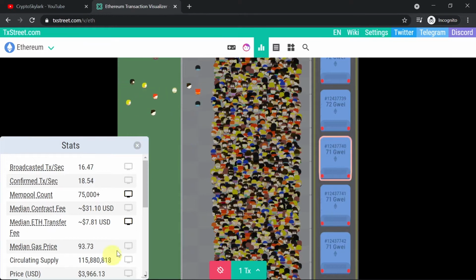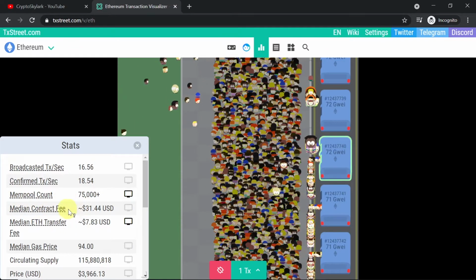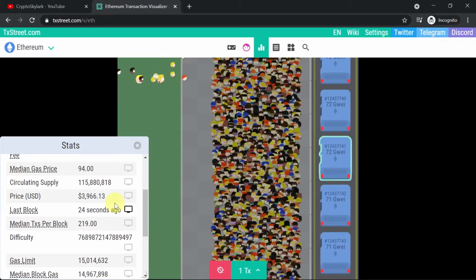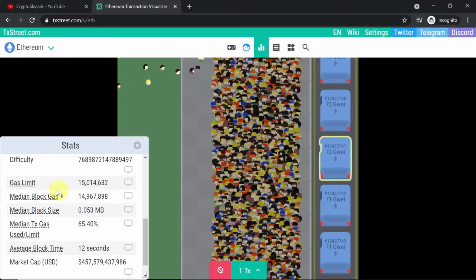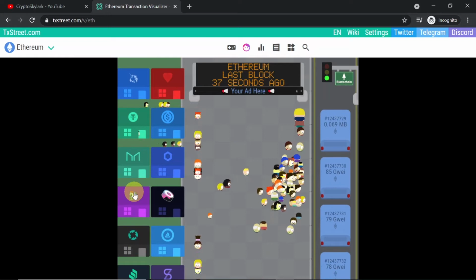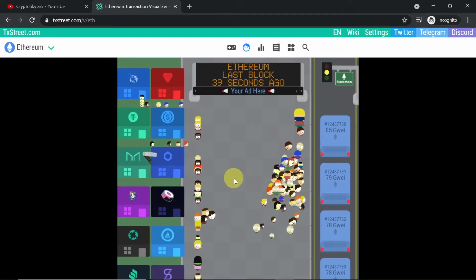Once we do this, on the left side we've got some statistics like broadcasted transactions per second, confirmed transactions per second, mempool, median contract fee, median gas price, circulating supply, price of Ethereum at the moment, when was the last block, what is the gas limit, and so on and so on. You can check the stats over here. I'm just going to close it and let me explain to you what we see over here.